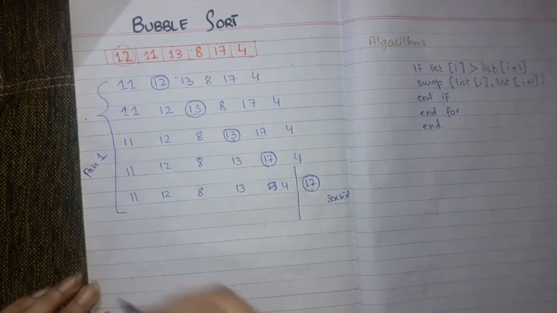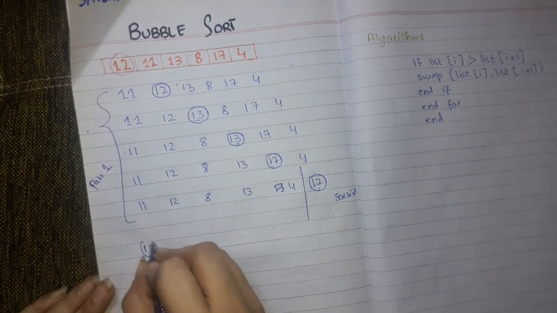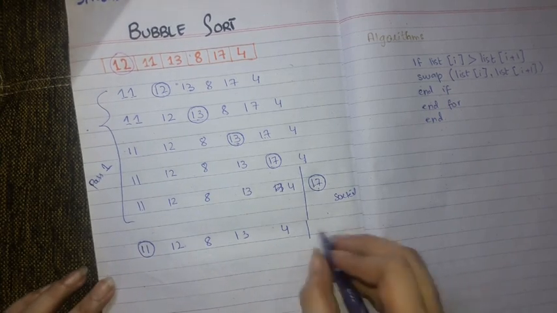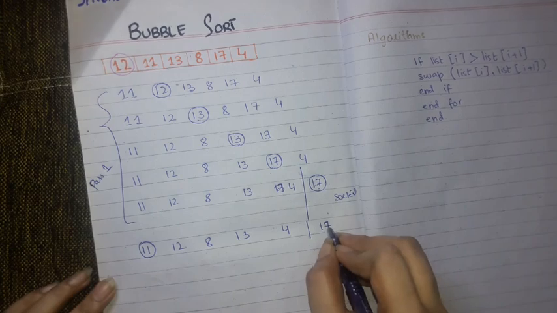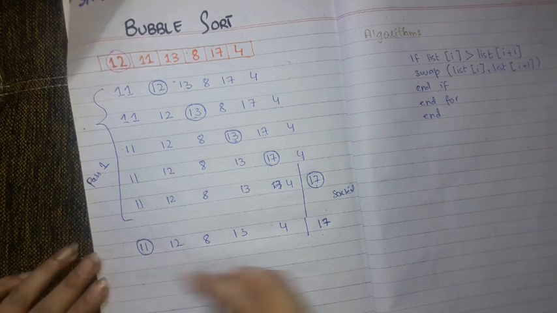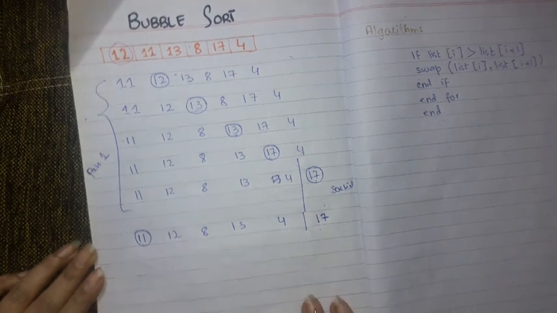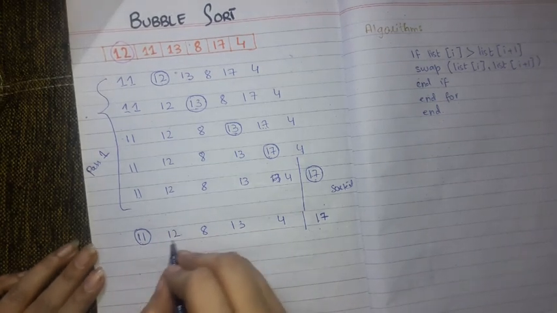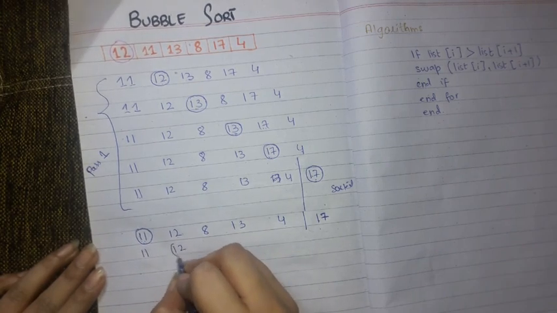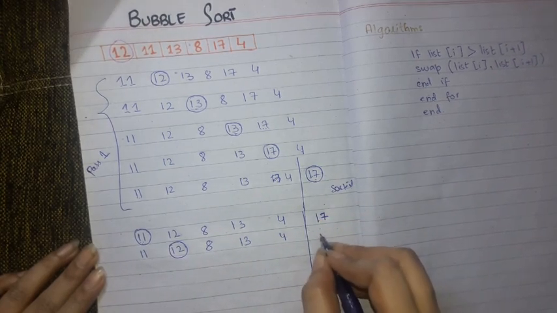So now in pass 2, I'll make the first element the bubble. Like 11 as bubble, 12, 8, 13, 4. I will not touch this part because it is already sorted. So I'll do the same thing which I have done here. Now compare the bubble element 11 with 12. It's at its place because it's smaller. So I'm going to move the bubble to 12, 8, 13, 4, and this part will remain the same.